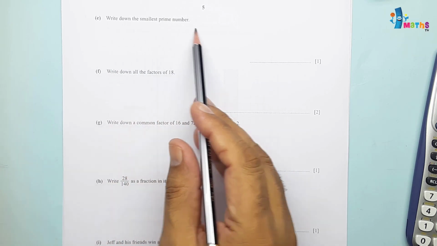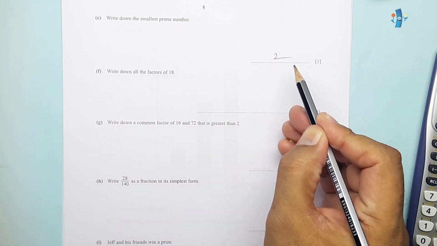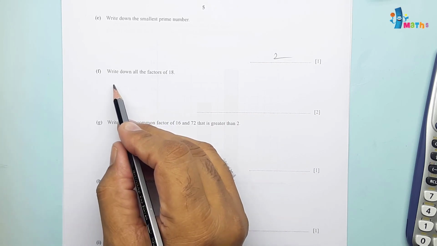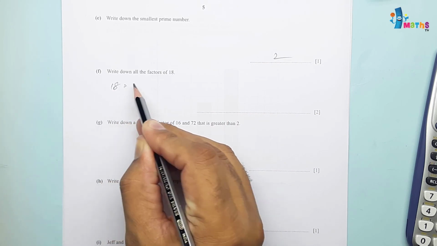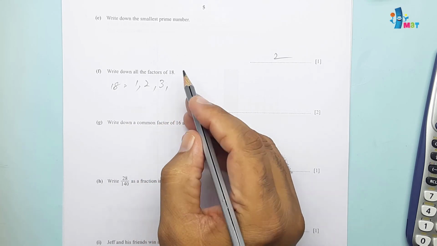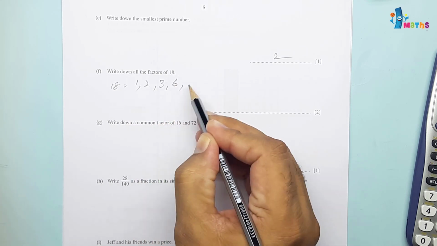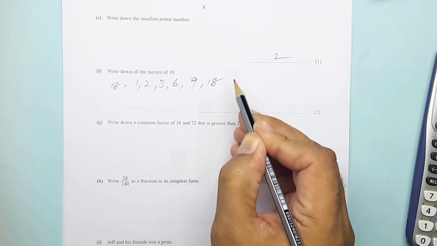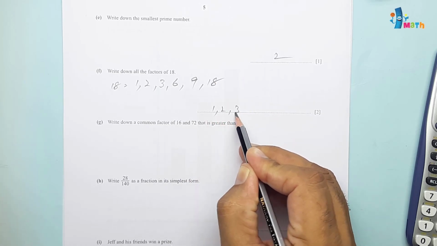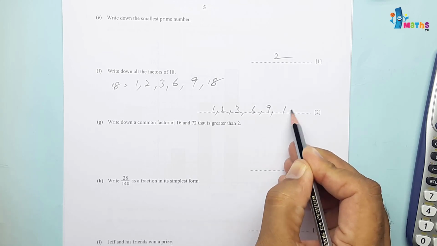E part, write down the smallest prime number, and we know 2 is the smallest prime number. Write down all the factors of 18. So factors of 18 are 1, 2, even 3 is dividing 18 without remainder. 6, 9 also dividing, and 18 also dividing 18. So these are the answers: 1, 2, 3, 6, 9 and 18.